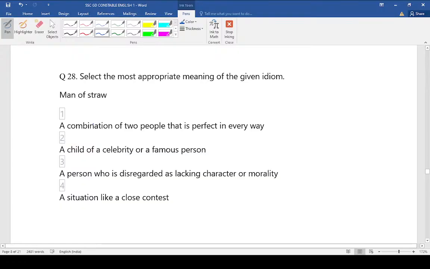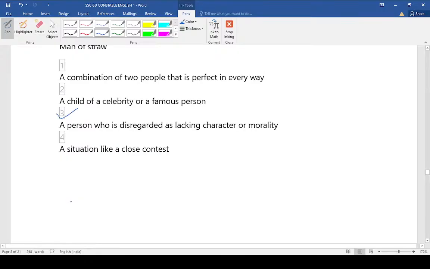When it comes to this, here options are given. A combination of two people that is perfect in every way. Perfect is given here. Disgrace. Man of straw means it is the opposite. So first option won't come. A child of a celebrity, of a famous person. No, it also won't come. A person who is disregarded as lacking character, morality. It will come as the answer. Likes close contest. It also won't come. We will go for the next question.